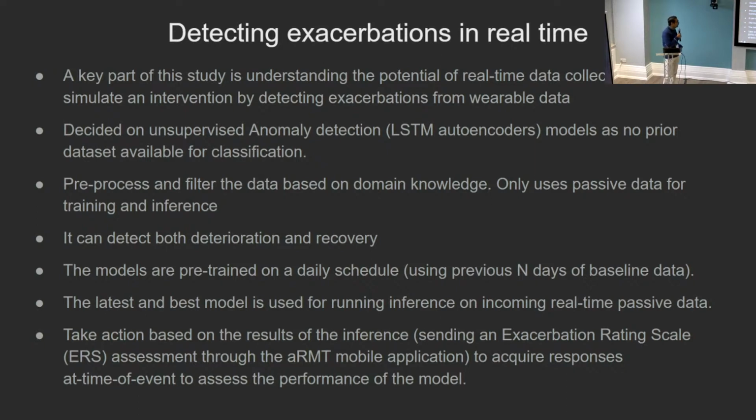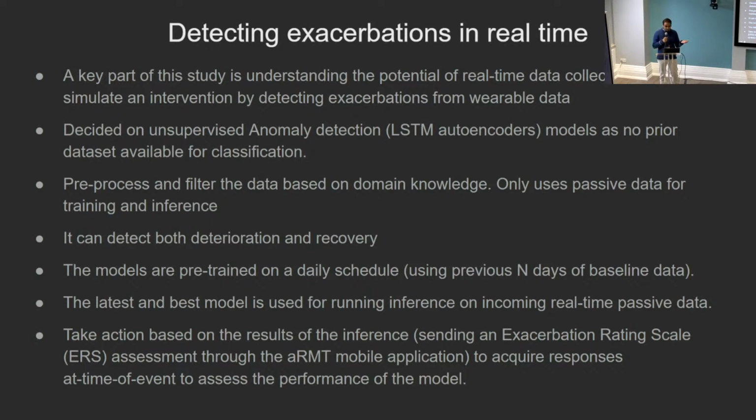So we decided on using unsupervised anomaly detection methods because we didn't have any prior data set to train classification models on. We pre-process and filter data based on domain knowledge and what we found from the literature, and we only use the passive data from the Garmin wearable device for training and inference. And the model can detect both deterioration and recovery since it's anomaly detection, so any change in their normal state is detected.